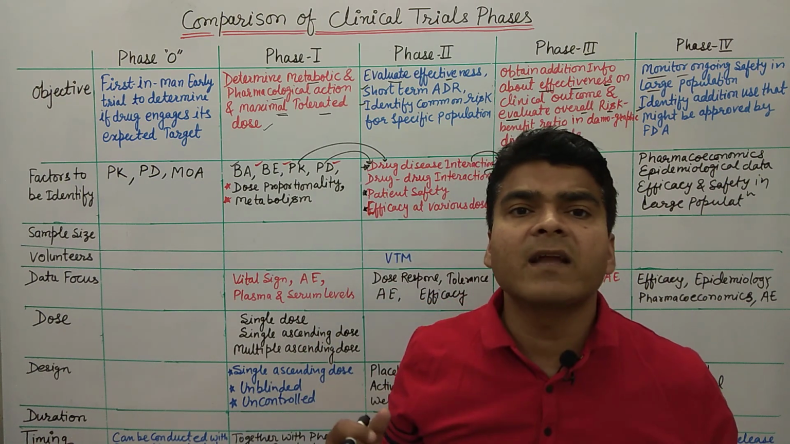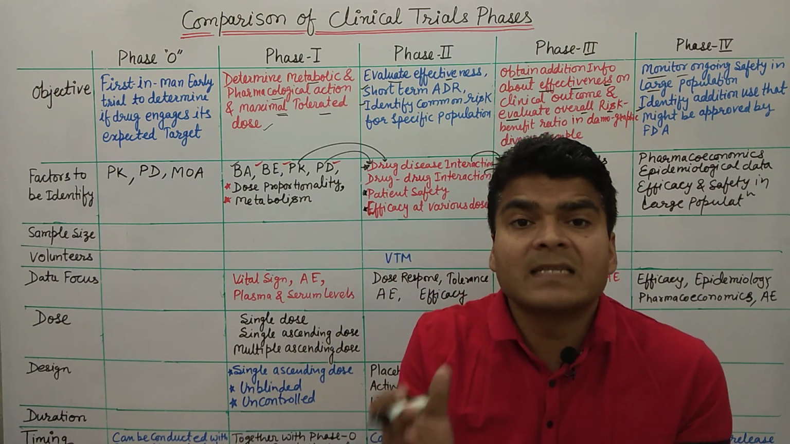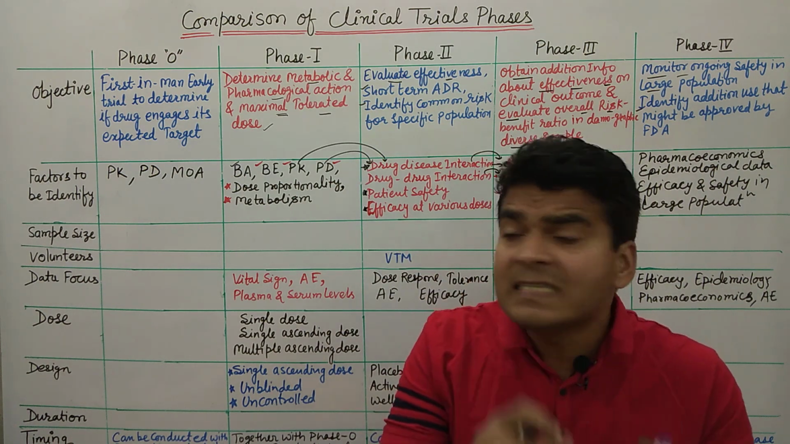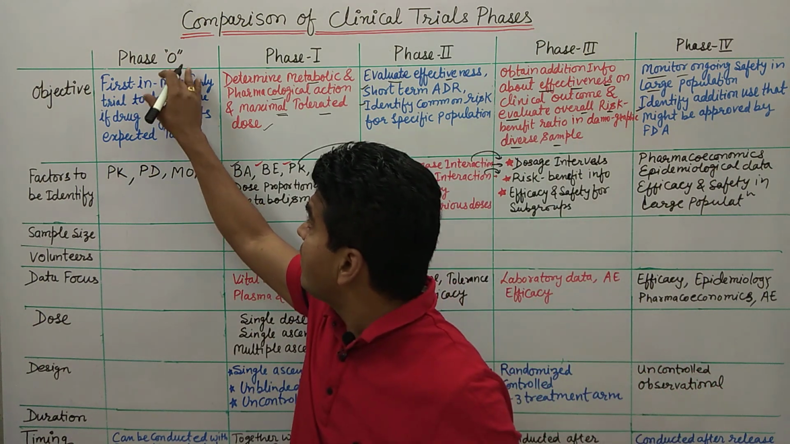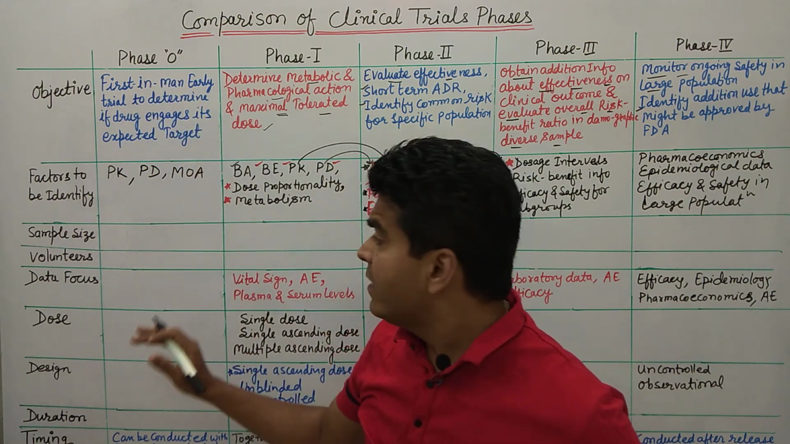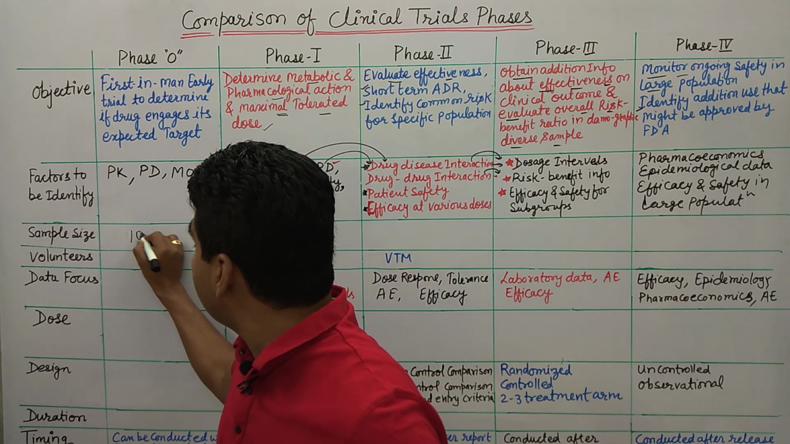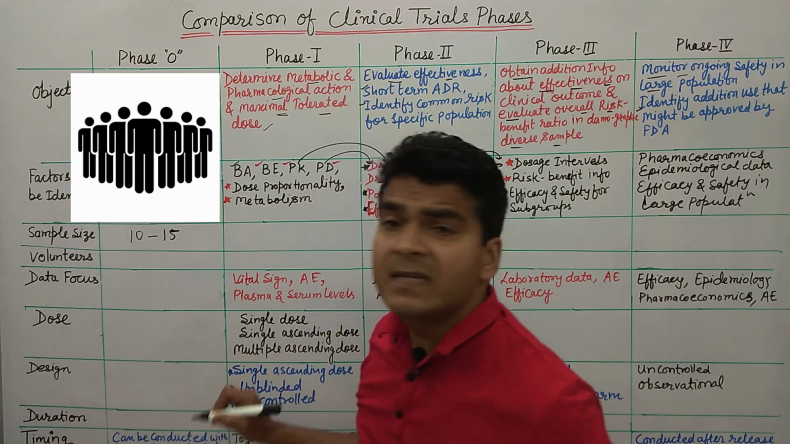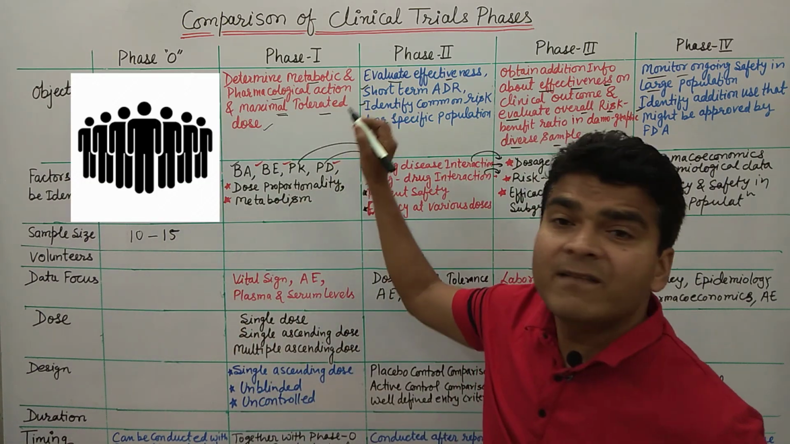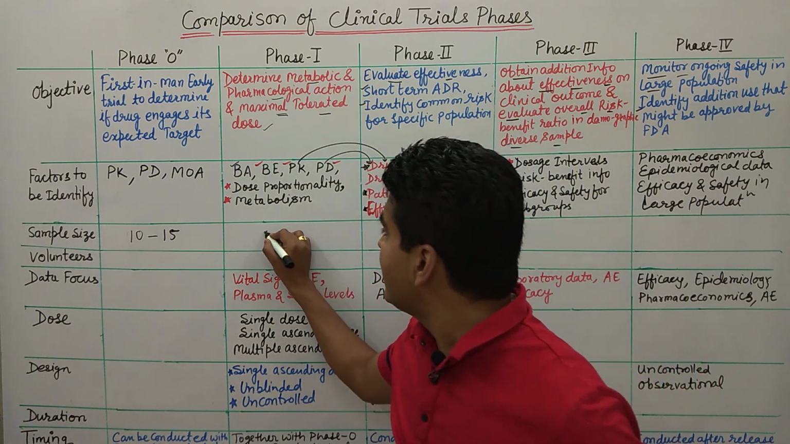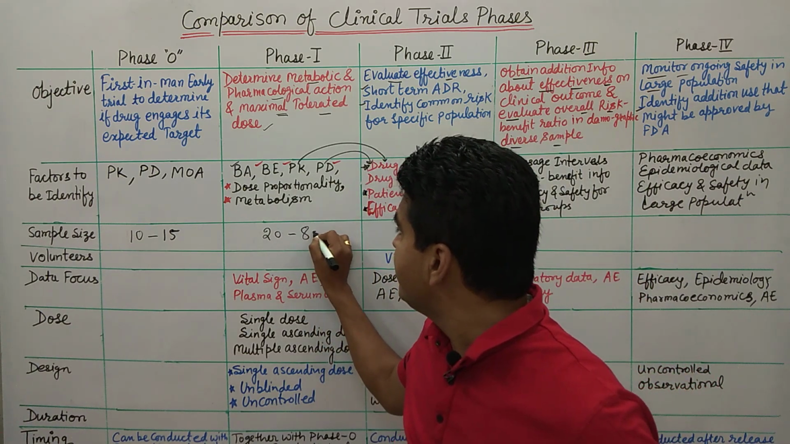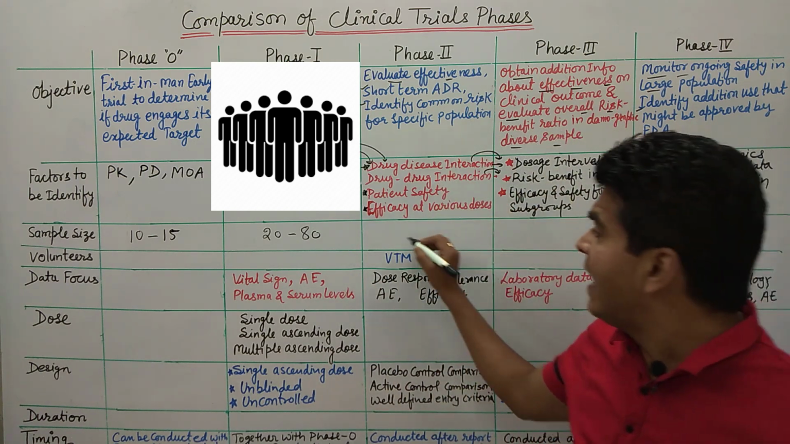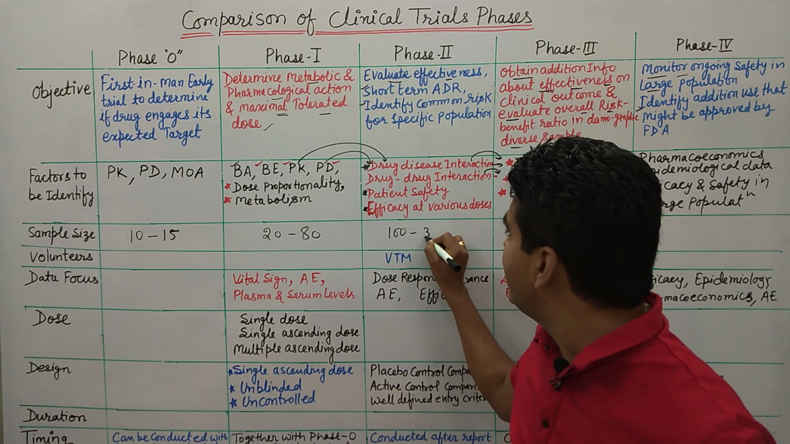Now the question occurs in our mind, what will be the sample size, how many patients or persons we will take in these clinical trials. If we are talking about phase 0, then we are taking 10 to 15 persons in these phase 0 trials. Then in phase 1 we will take 20 to 80 persons or patients. Then phase 2, 100 to 300.